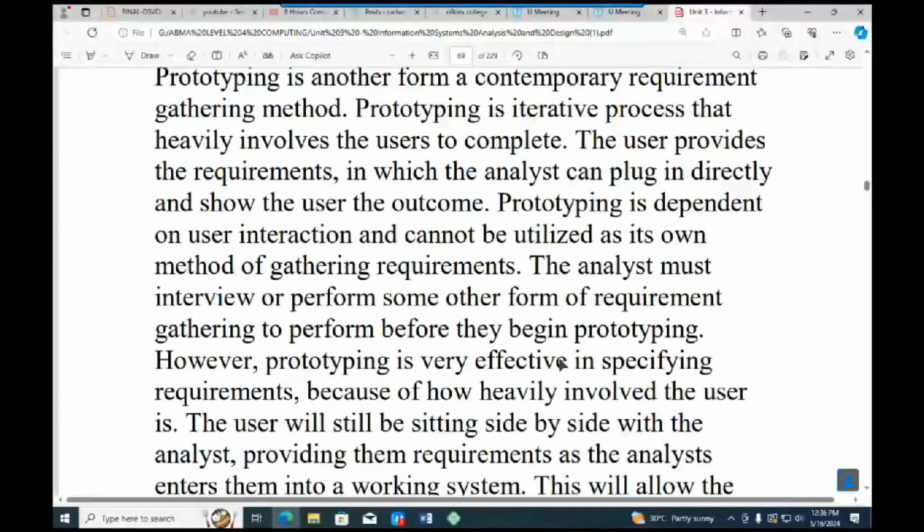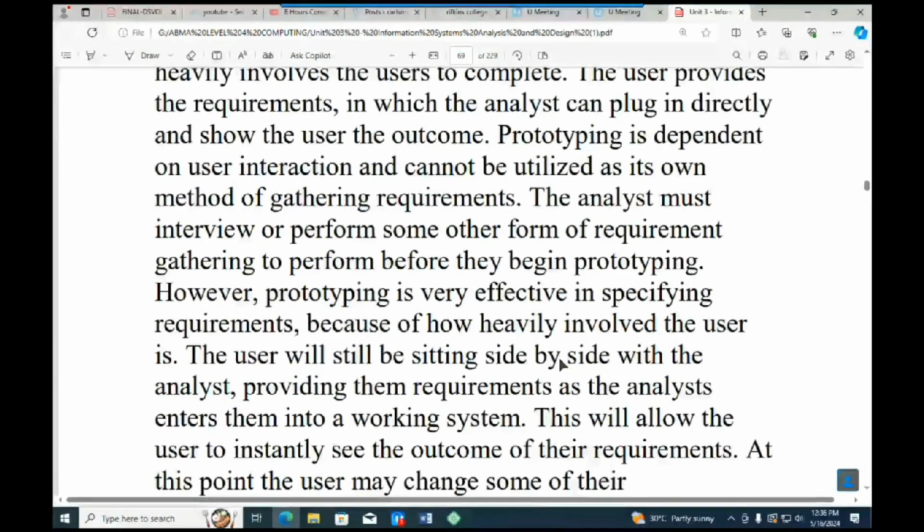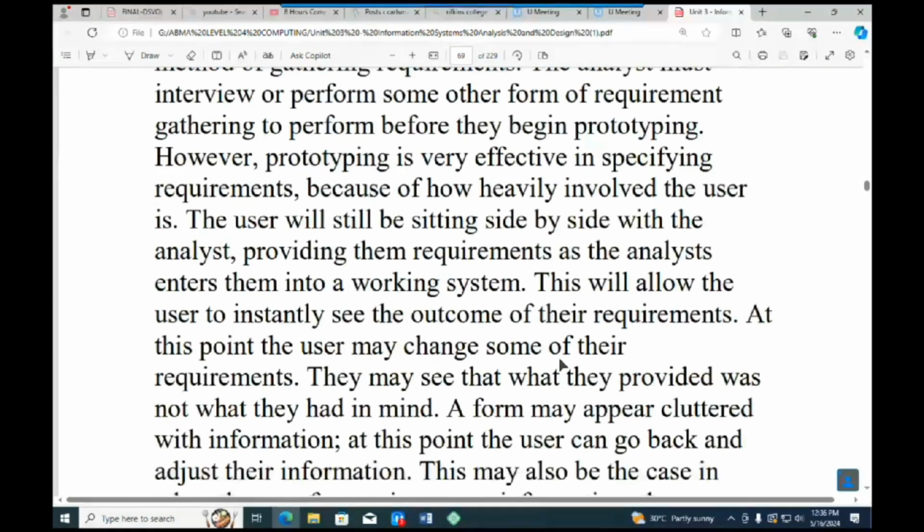So in prototyping, we depend on the user interaction, and we cannot utilize prototyping as a method on its own for requirements gathering. The analyst must interview or perform some task of requirement gathering before they even begin the prototyping. However, this prototyping is effective, especially when it comes to specifying the requirements, because it heavily involves the user.